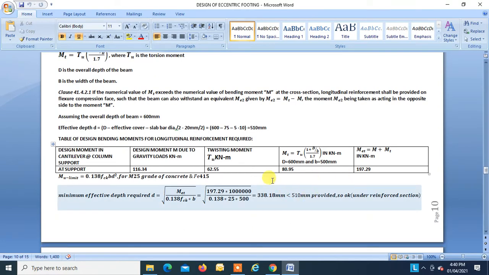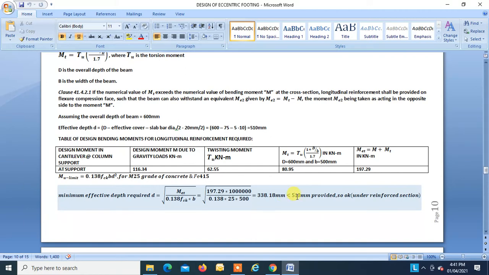Okay, so the first step is we have to check whether the depth which we have provided to the beam is adequate or not. Using the formula, we know Mu limit is equal to 0.138 fck b d square for M25 grade concrete and Fe415. So the minimum effective depth required is found to be 338.18, which is less than 510, which we have provided.